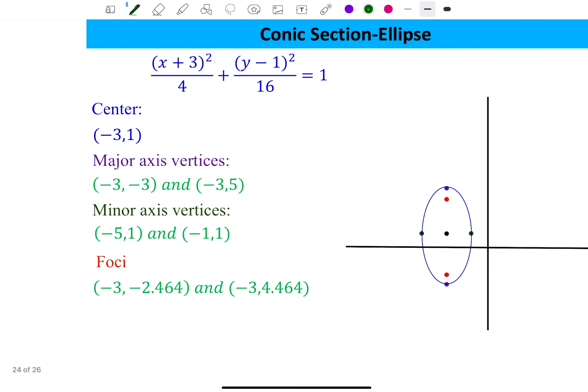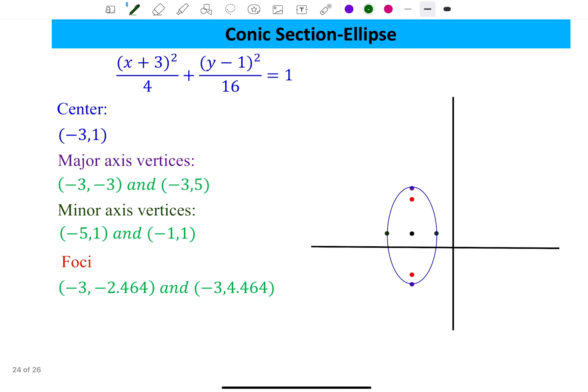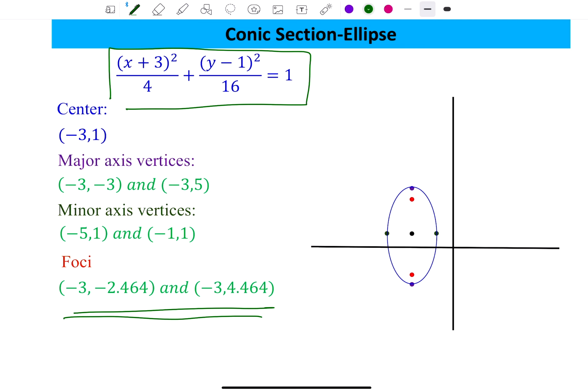All right, here's a graph that we just did. There's a graph of that equation. We wrote this in the standard form and we went ahead and graphed it. And there are decimal points for the foci if you wanted the decimal equivalents.